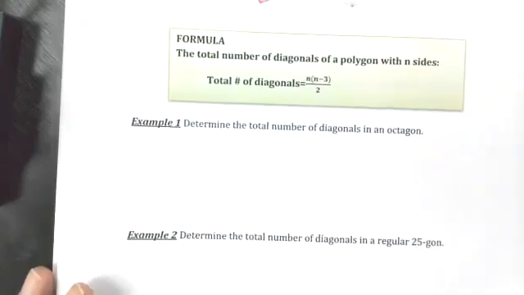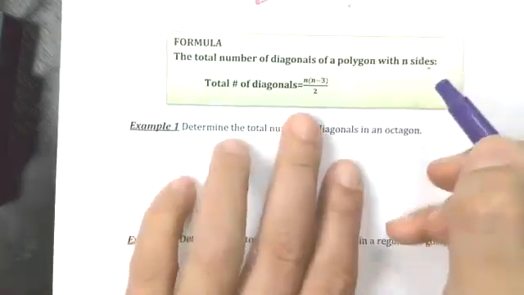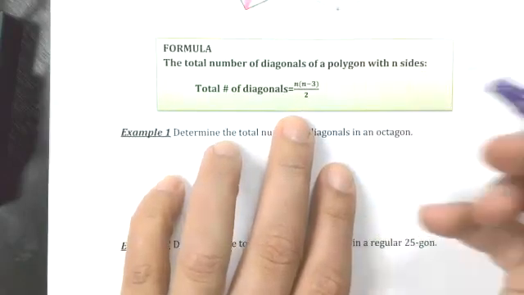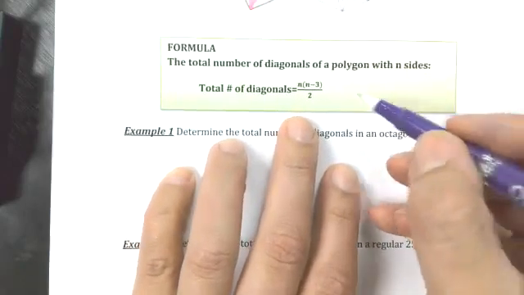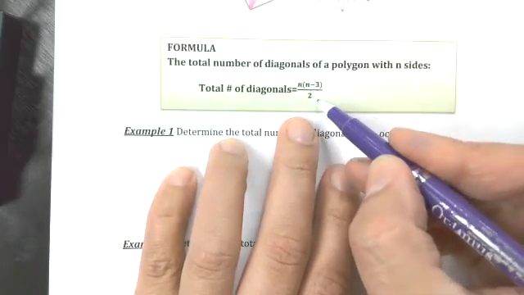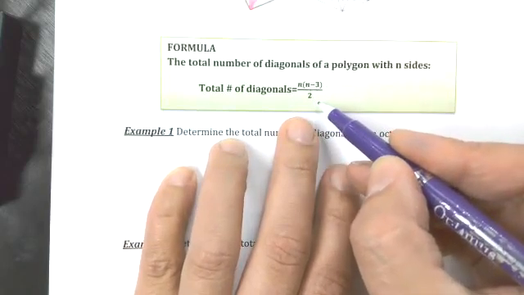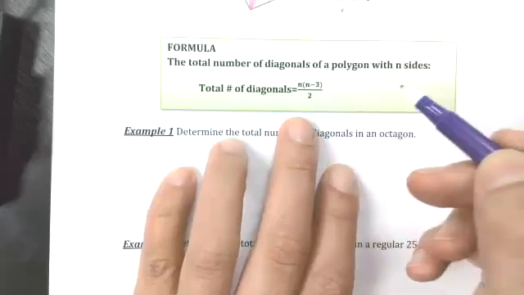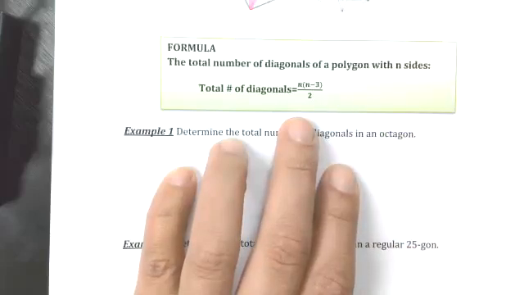So the pattern is that if you take n, the number of sides, you can calculate the number of diagonals by this formula: n times (n minus 3) divided by 2 always gives you the total number of diagonals a shape will have.